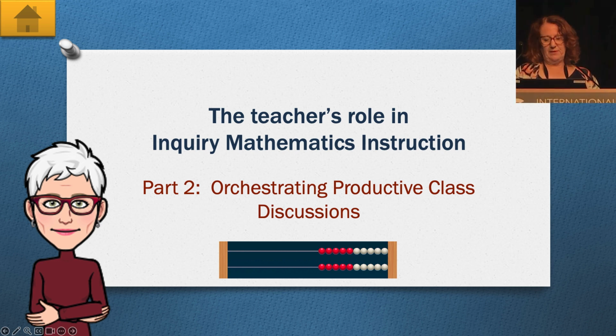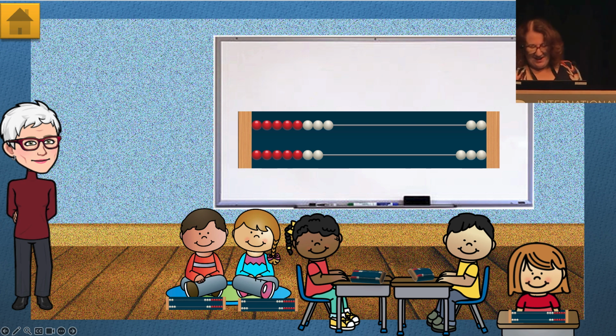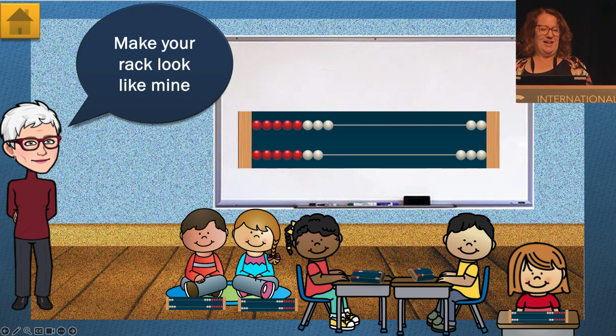Now, there's a little vignette we're going to do. The setting of this vignette is a classroom. Here, all the children have an arithmetic rack, and the teacher projects hers. The teacher says to the class, make your rack look like mine. So the children can move the beads, and she asks how many people are on the bus.